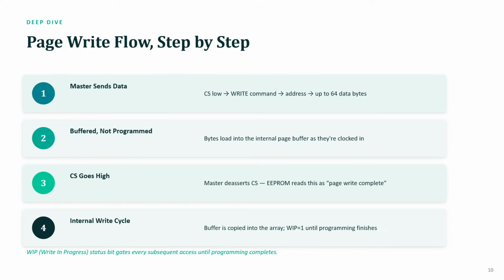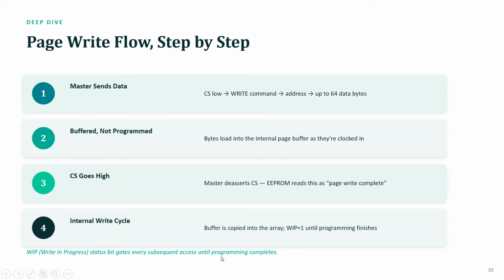Now, after that, when we make chip select equal to high, the EEPROM is going to read this page buffer, and it is going to program all the internal cells. For this programming, it is going to take some time. That is what we are going to discuss in our next slides. That is known as write in progress. So it is going to gate every subsequent access until the program is complete.